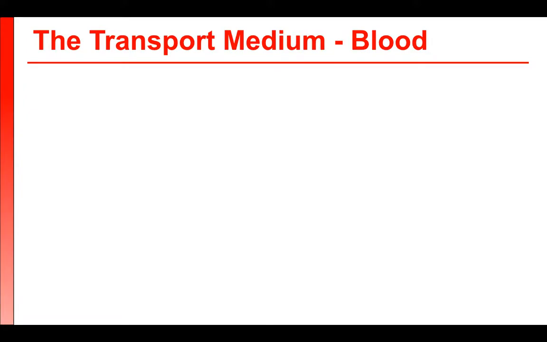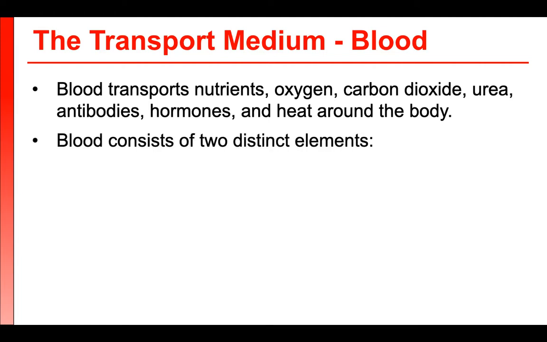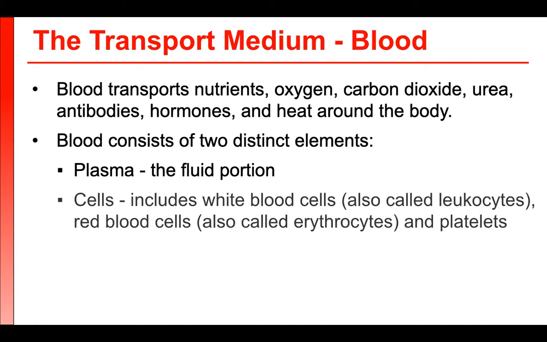So those are the transport vessels. So now we're going to talk about the transport medium, which is blood. Blood transports nutrients, oxygen, carbon dioxide, urea, which is the product of our kidneys, antibodies, hormones, heat, lots of things around the body. And it consists of two distinct elements. There's blood plasma, which is the fluid portion of the blood, and then there are blood cells. There are white blood cells, which are also called leukocytes, red blood cells, which are also called erythrocytes, and platelets.